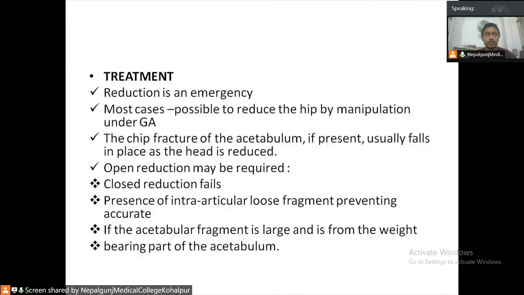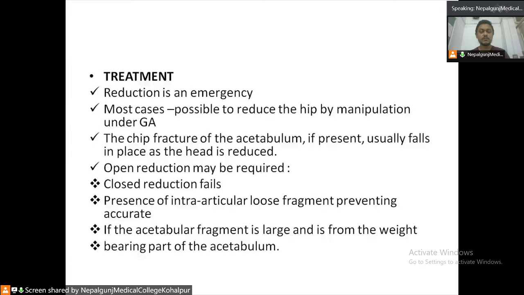So how will you manage the hip dislocation? Reduction is an emergency process. In most cases it is possible to reduce the hip by manipulation under general anesthesia. The chip fracture of the acetabulum, if present, or the chip fracture of the femoral head, if present, usually falls in place if the head is reduced. Sometimes, however, we may require open reduction.